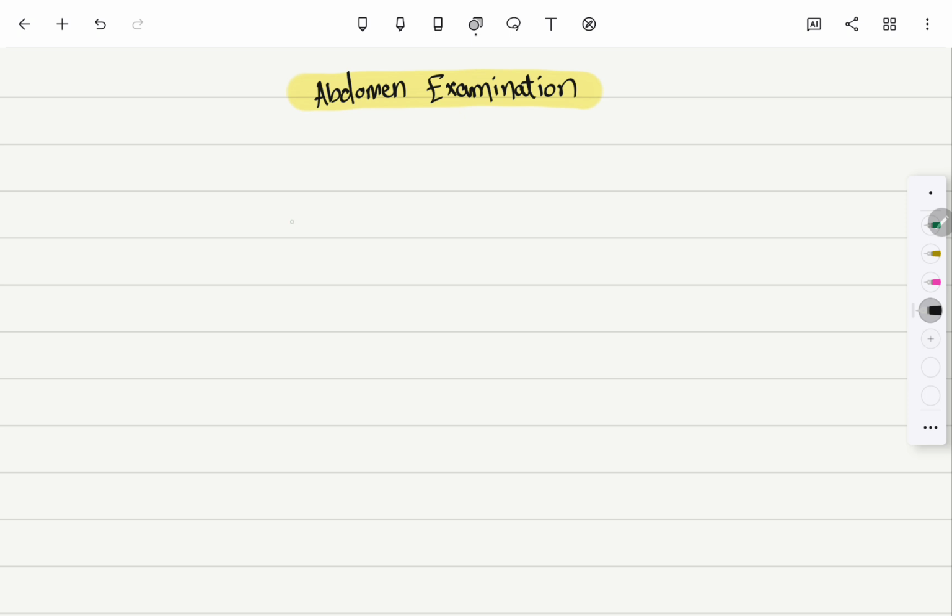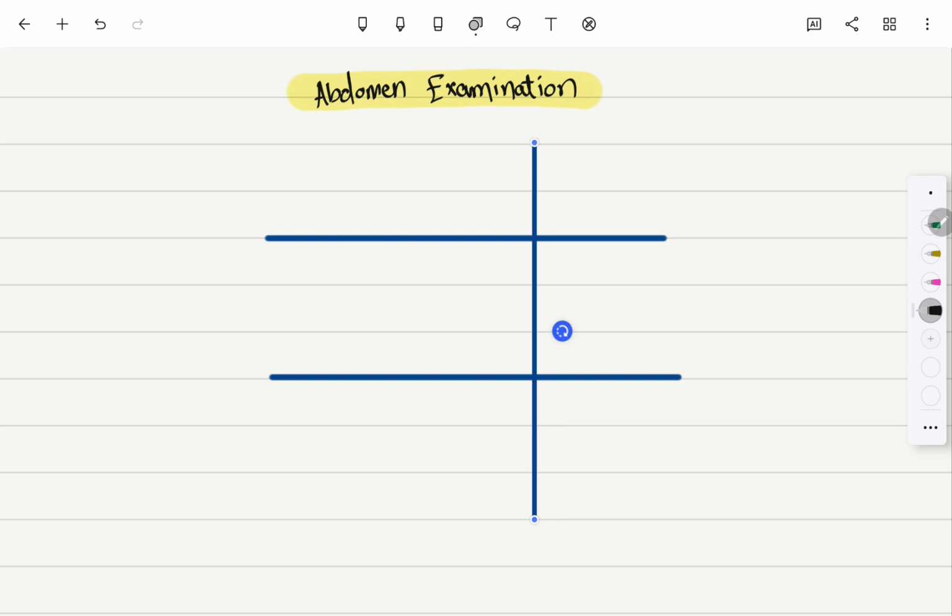Let's start. This is the abdomen, and if we imagine that there are imaginary lines that divide the abdomen into 9 quadrants, like that. Those 9 quadrants, every one of which will be named differently from the others.